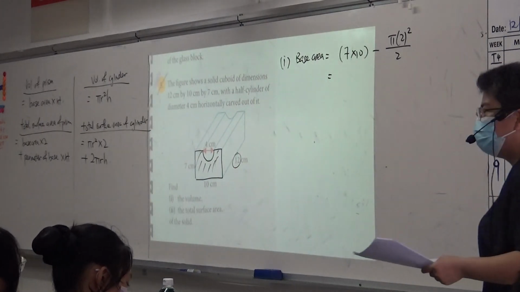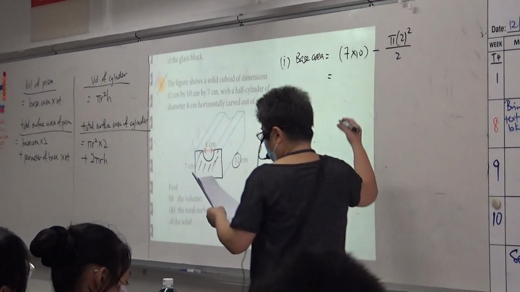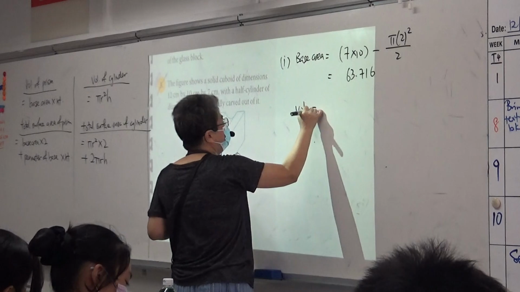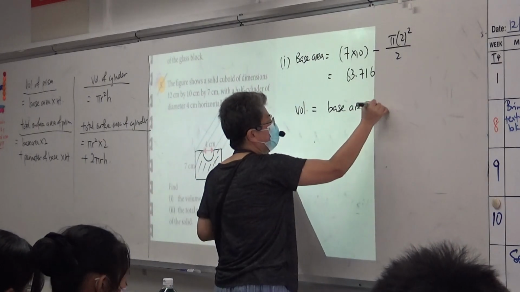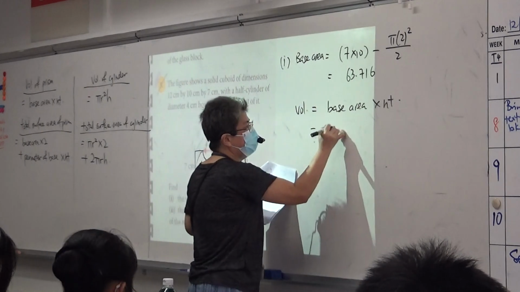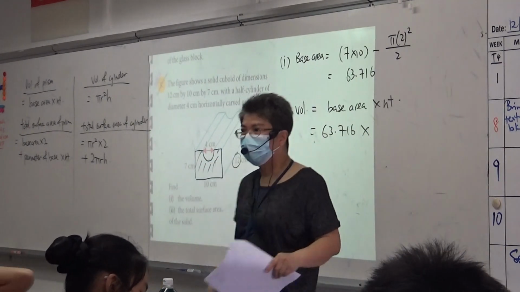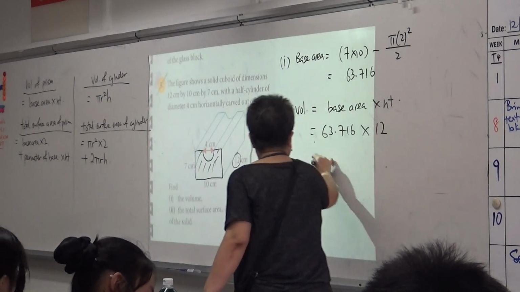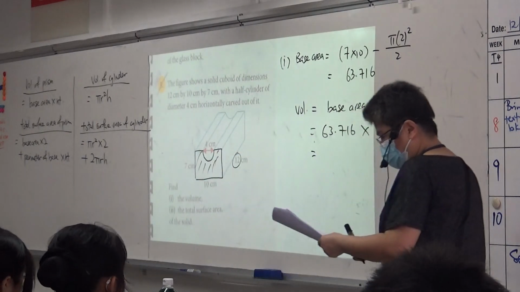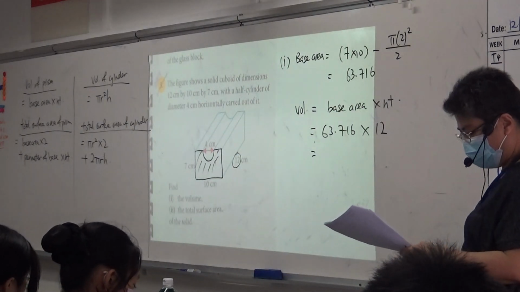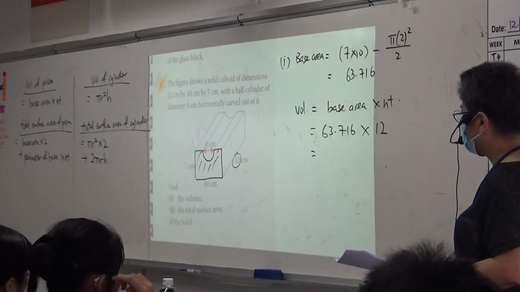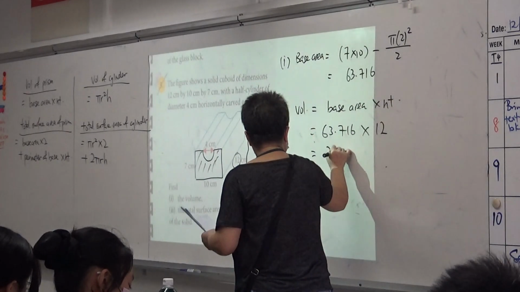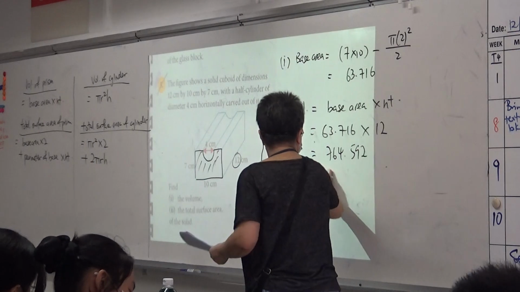Use your calculator. What should it be? 63.716. So volume is base area times height. So it's 63.716 times what? What's the height of the prism? 12. Okay. This will give me 764.592.